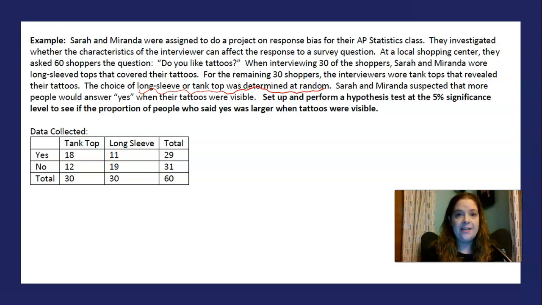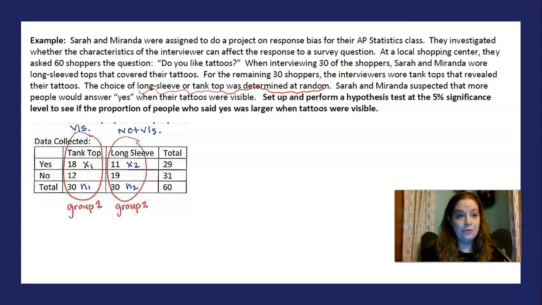So the long sleeve and the tank top, those are our groups. Those are our treatment groups. So when we look at this, we have group 1 and group 2. Group 1 would be the tank top group, those are when the tattoos are visible, and the long sleeve group would be the non-visible group.